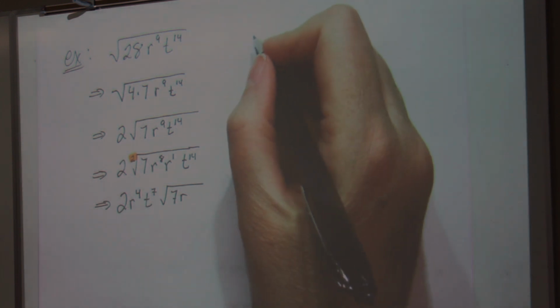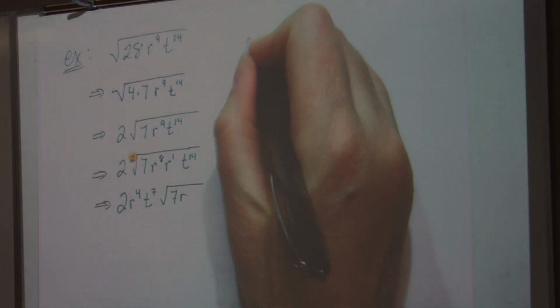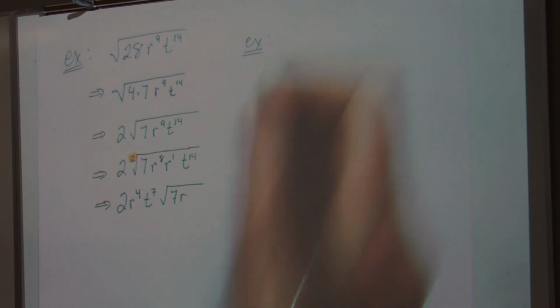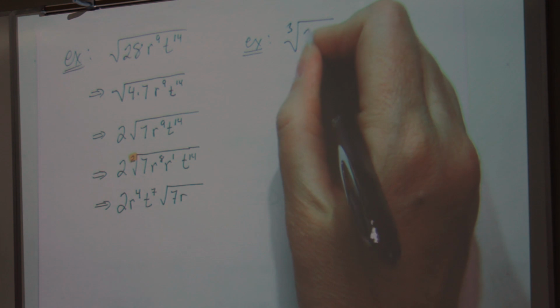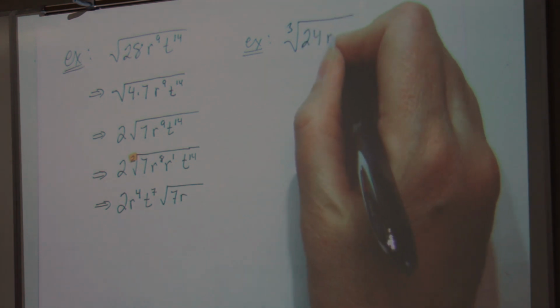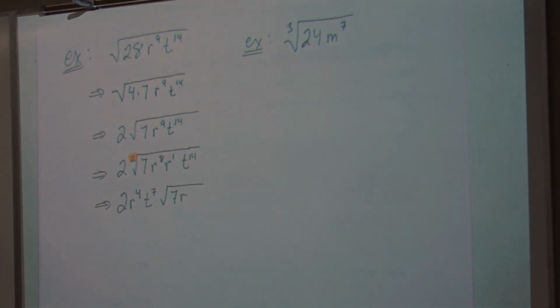I think you all got a little comfy. What if I gave you a higher index? What if I gave you the cube root of 24 m to the 7? Why not?